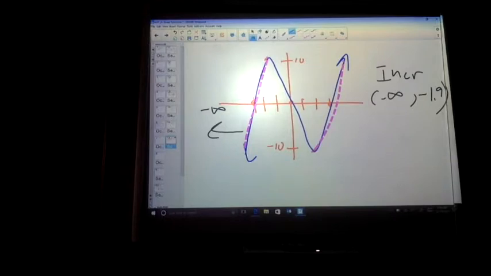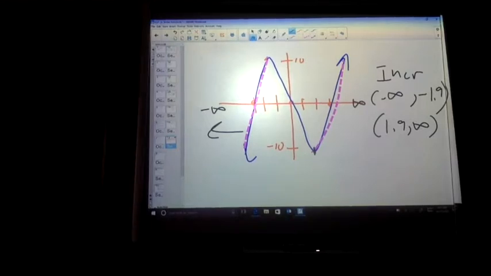Okay? That's increasing. And then it's increasing here as well, so starting about that point. So that's at about 1.9. And this is going out to infinity. So again, you're telling the story in the x direction of what the graph would be doing. So between those regions, you have an increasing slope.